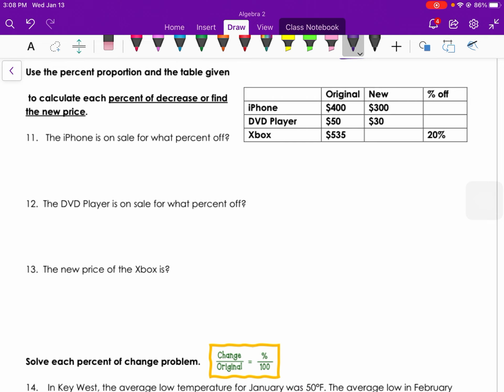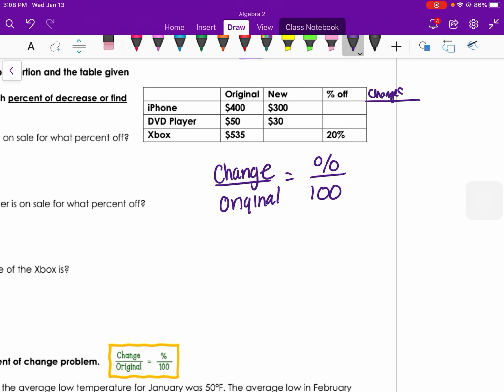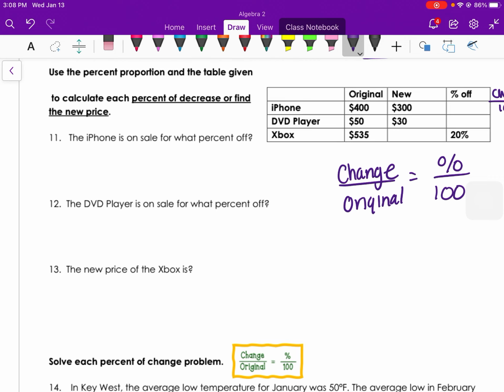So first, to find the percent, we have to use this equation. It's change over original equals percent over 100. So here, original and new price, that means that the price changed by 100. 400 minus 300 had a price change of 100. So to find the percent off, I would do the change of 100 over the original price equals what percent over 100.